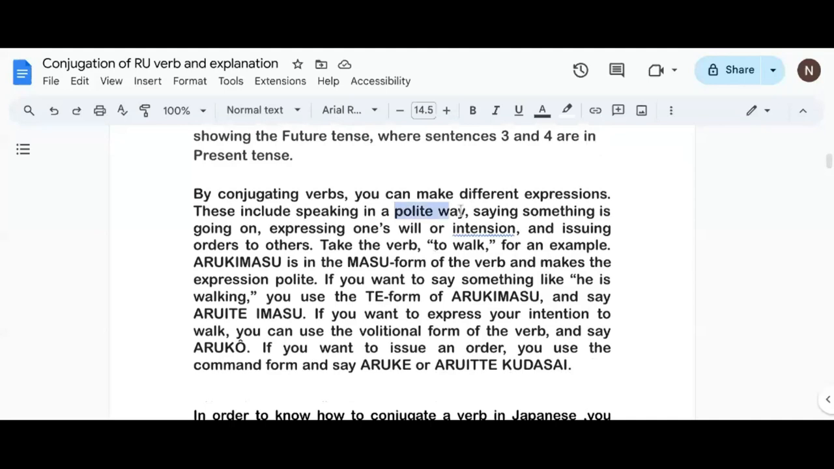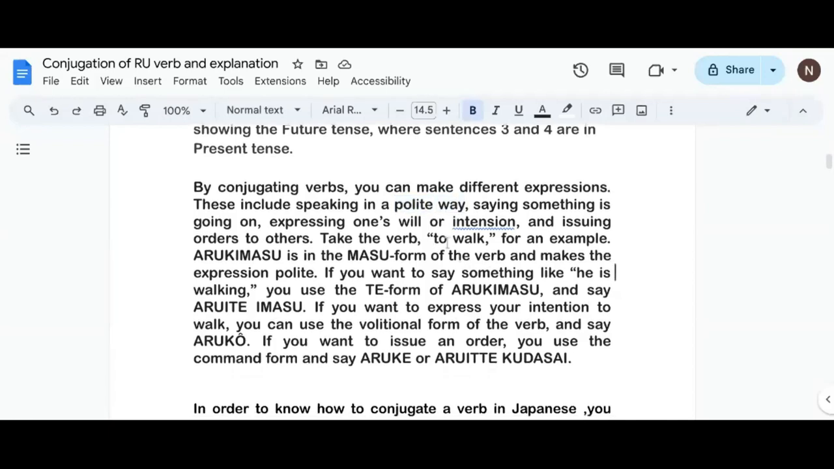Okay, then for example, the polite way. I told you Japanese language is a very polite way. Japanese people, they are very polite in their speaking, in delivering their words. So we can express by conjugating our verb into the polite way. Like for example, the verb walk, to walk in Japanese, the verb is aruku. If you're going to change that to the polite way, it will be arukimasu. It's a polite way.